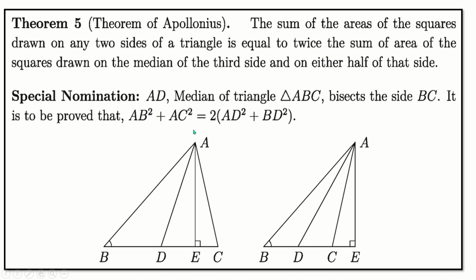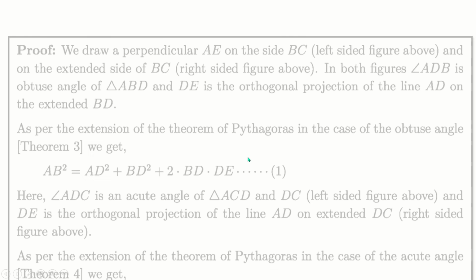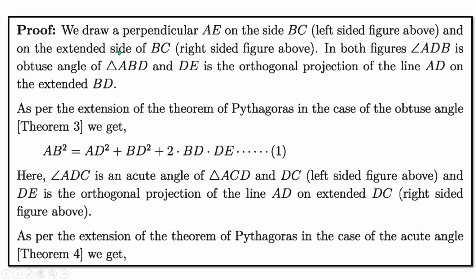It is to be proved that AB square plus AC square equals 2 into (AD square plus BD square or CD square). You can write any one. Okay, here we'll write BD square. Or you can write CD square, no problem. Now follow. Here same explanation. We draw a perpendicular AE on the side BC. And for the second figure, in both figures ADB is an obtuse angle of triangle ABD and E is the orthogonal projection of the line AD on the extended BD.